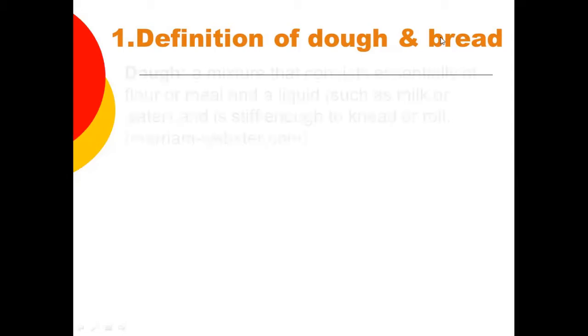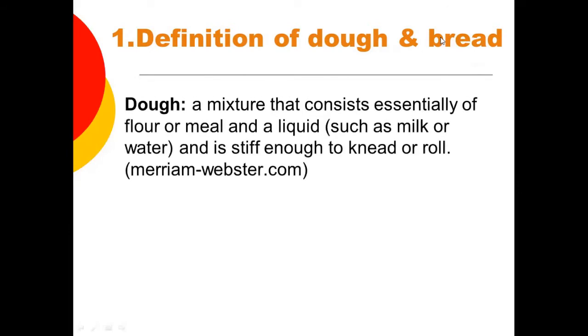The Hindi term for dough is sana hua atta, and in Marathi we call it kanik. What does dough mean? Dough is a mixture that consists essentially of flour or meal and a liquid such as milk or water, and is stiff enough to knead or roll. This definition is taken from merriam-webster.com.